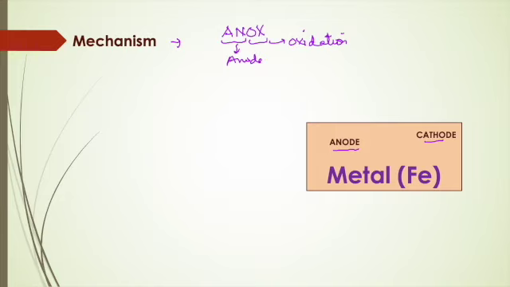Oxidation is happening. Oxidation means what? Oxidation means loss of electron is taking place. So can I write the simple chemical equation with respect to this? So I write it here. एनोड की अब हम केमिकल रिएक्शन लिखेंगे.